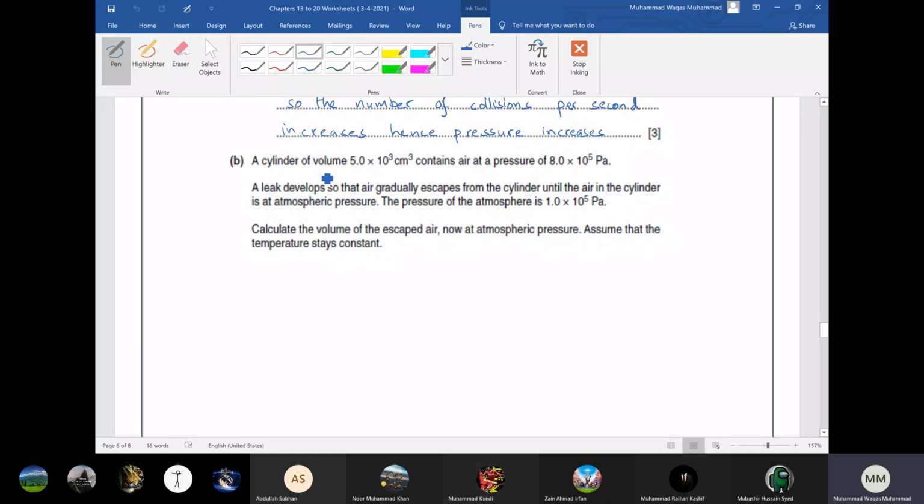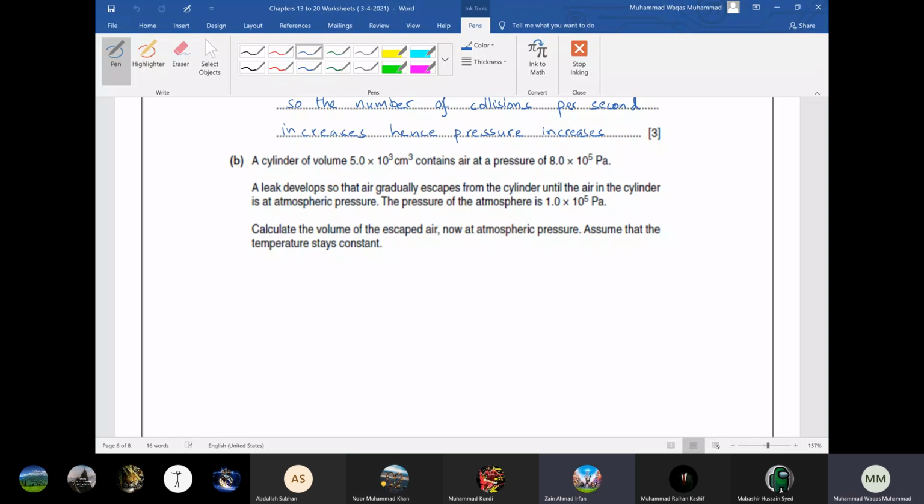The question says a cylinder of volume 5.0 times 10 to the 3 cubic centimeter contains air. So we know that, beta, air or gases do not have fixed volume. They fill the container they are in, right? So if the volume of the cylinder is this, and this cylinder contains air, it means the volume of the air is also this. Right or wrong, beta? Yes, sir.